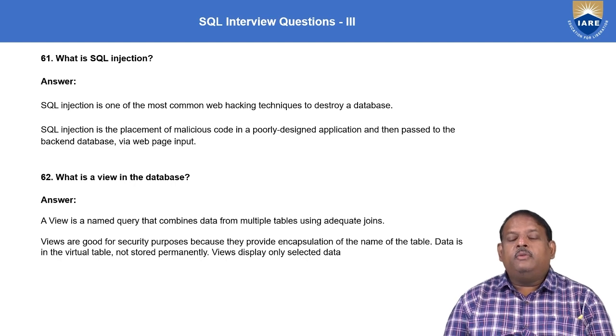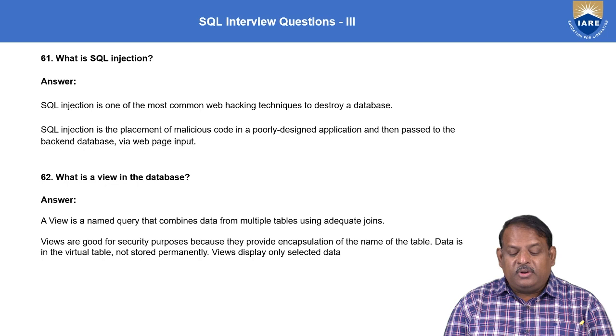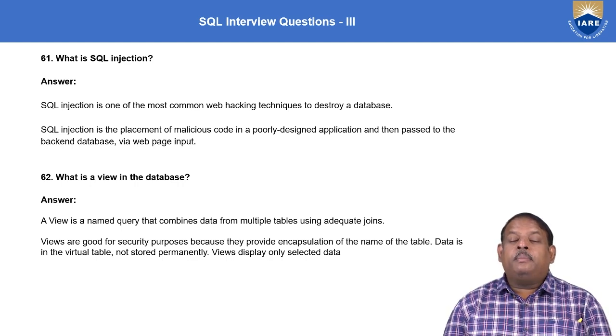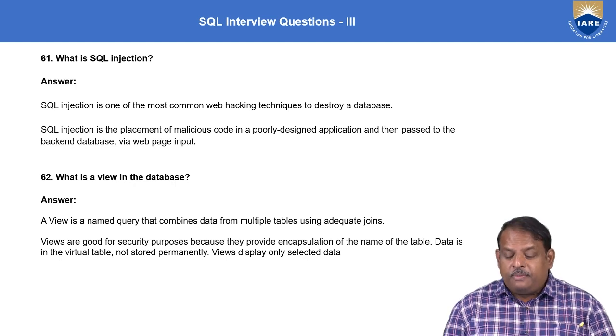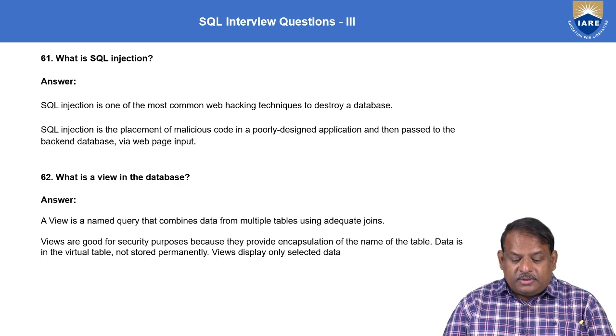So what is a view? A view is a predefined SQL query getting data from one or more tables by using joins. Views are good for security purposes because they provide encapsulation of the name of that table. A view is a virtual table, not permanent. Views display only selected data.